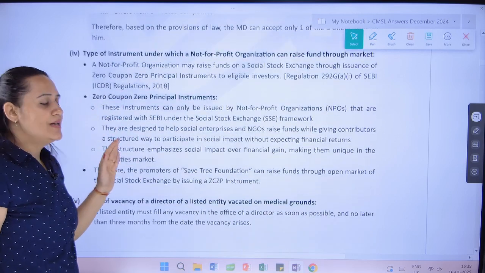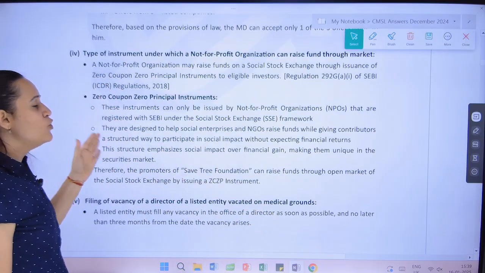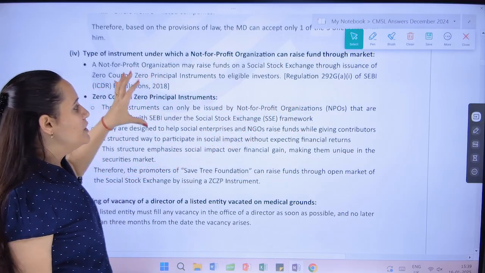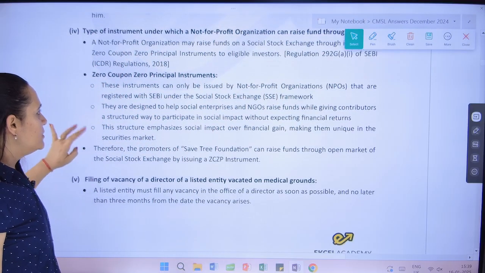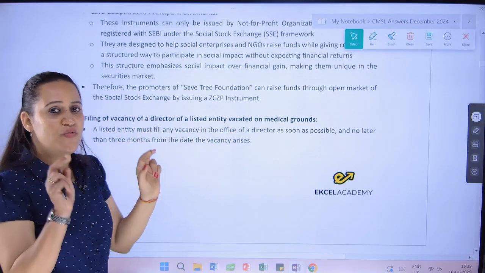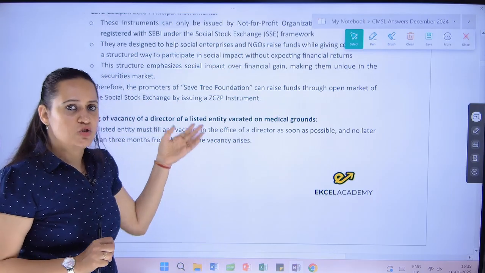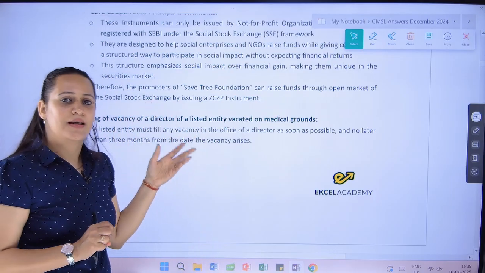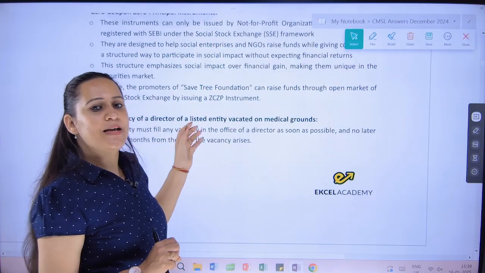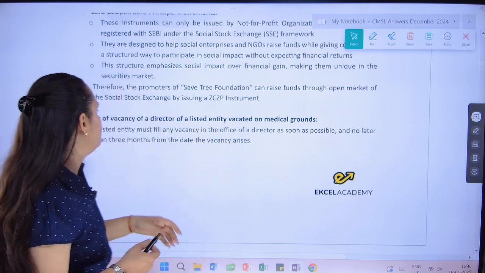Next, what kind of instrument can be issued by a Section 8 company for raising funds? It is the zero coupon, zero principal instrument, which is going to be issued on the social stock exchange. Mention these provisions from the relevant act and mention that yes, they can, that is the Save Tree Foundation. So wherever names have been given, try to inculcate those names in your answer. So the Save Tree Foundation can raise money through the stock exchange, that is social stock exchange, by issuing the zero coupon, zero principal instrument.